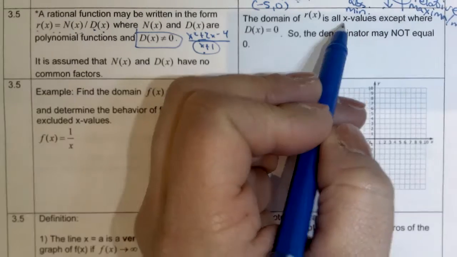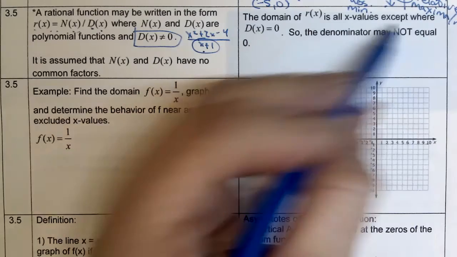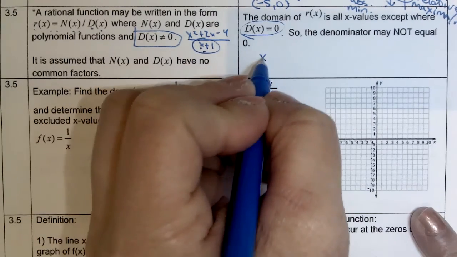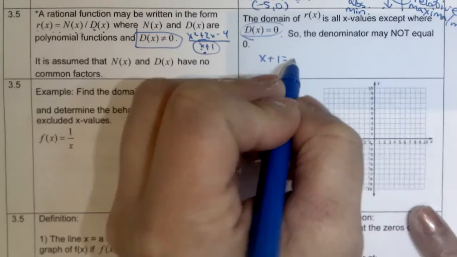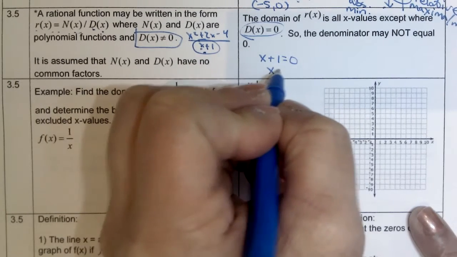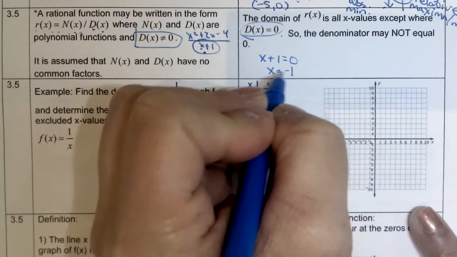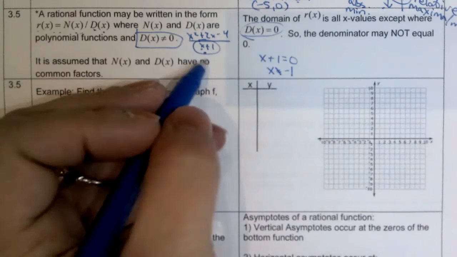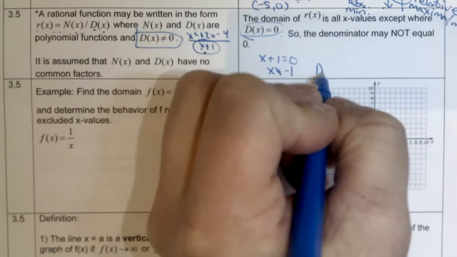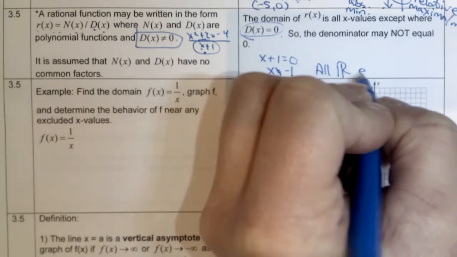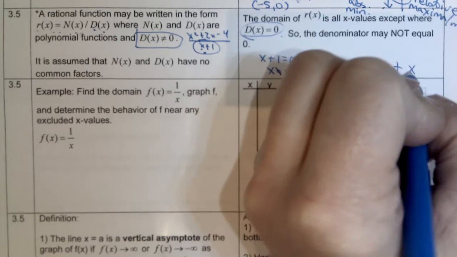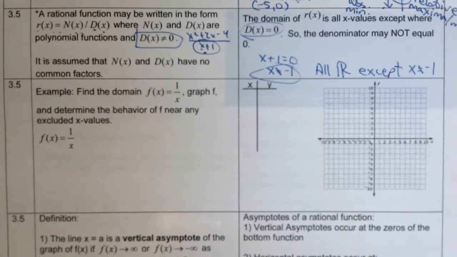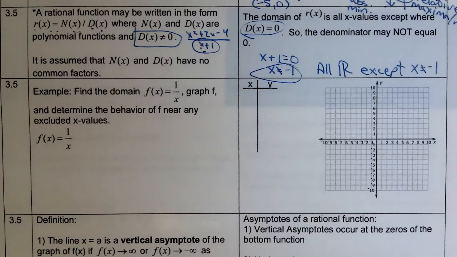So the domain is all x values except where D of x equals 0. Here, in order to find the domain, I would set that denominator equal to 0 and solve, and I would get x equals -1. So x cannot equal -1, and our domain would be all reals except x does not equal -1. You could also just write x does not equal -1, because that tells us the same thing.